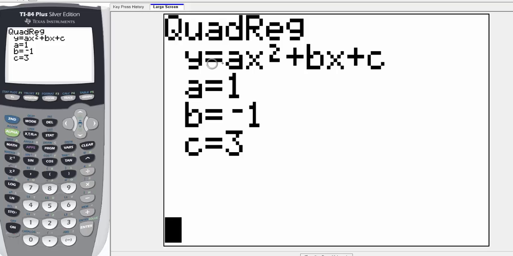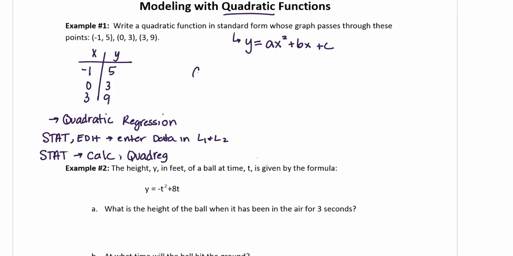So it tells me y equals ax squared plus bx plus c, and they're actually telling me a, b, and c. So this says a equals 1, b equals negative 1, and c equals 3. So all I need to do is substitute those in and write my equation. So y equals x squared minus x plus 3.